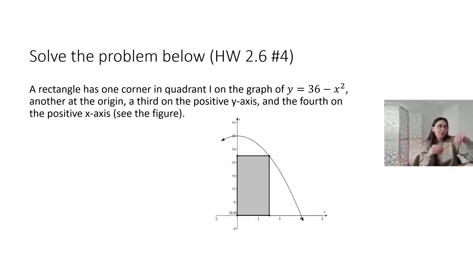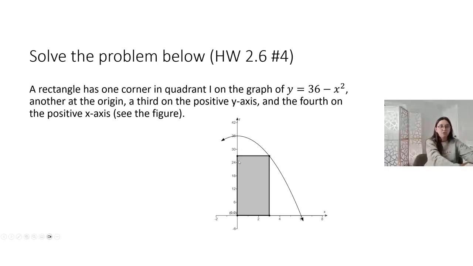So our next example is, again, from 2.6. This is really similar to homework number 4 in your 2.6 homework. And our setup is a rectangle has one corner in quadrant 1 on the graph of y equals 36 minus x squared. Another at the origin, a third on the positive y-axis, and a fourth on the positive x-axis. So we're creating some rectangle.